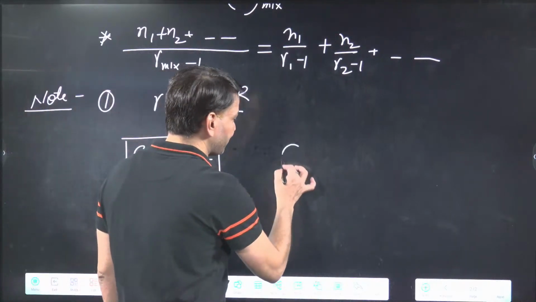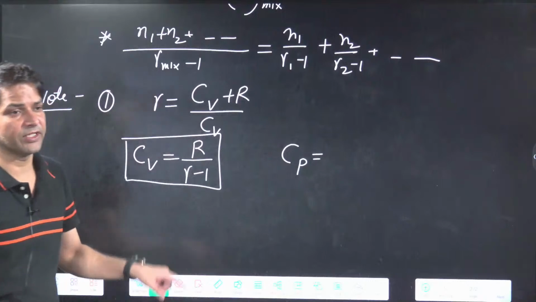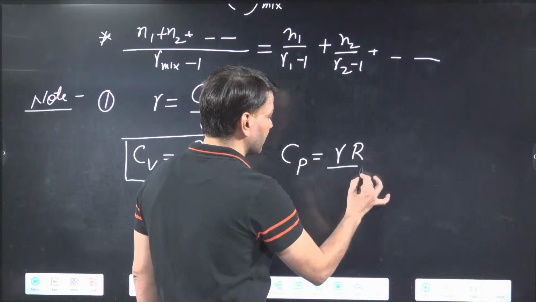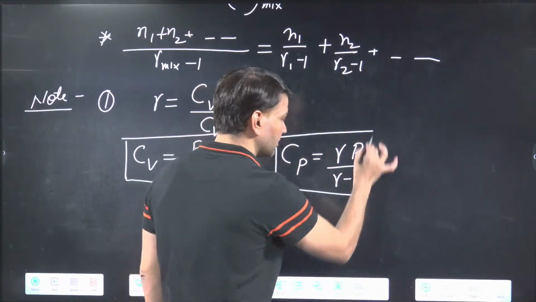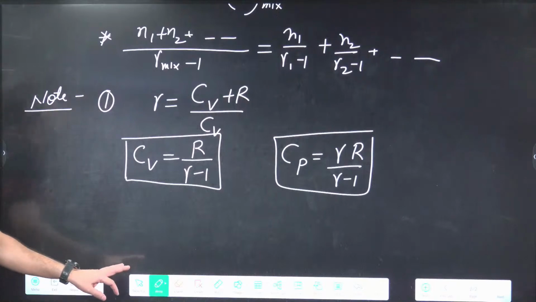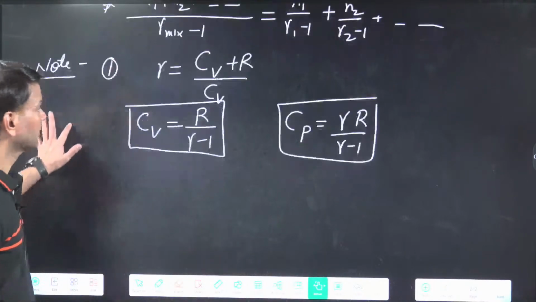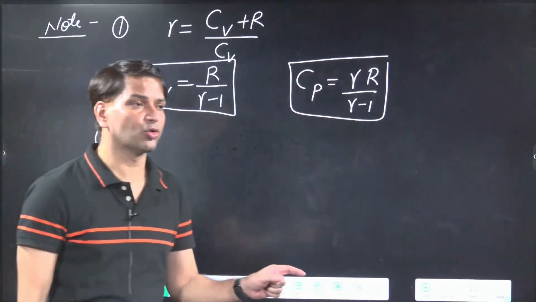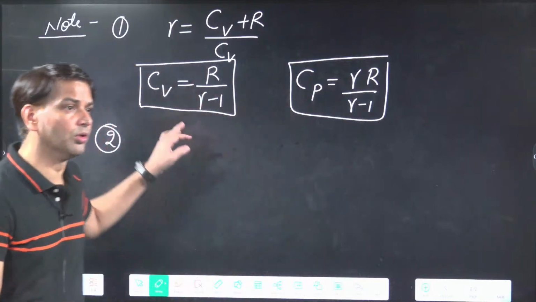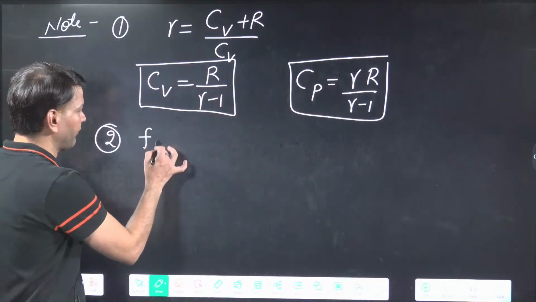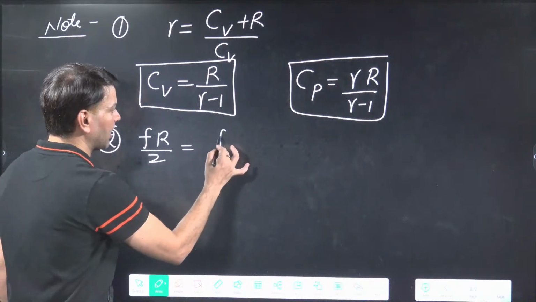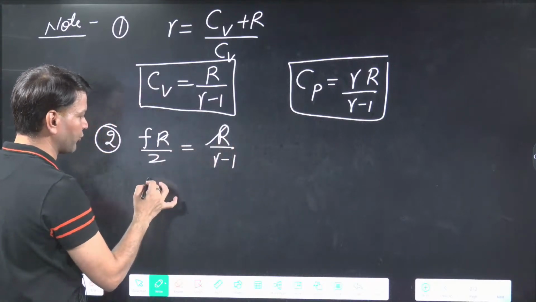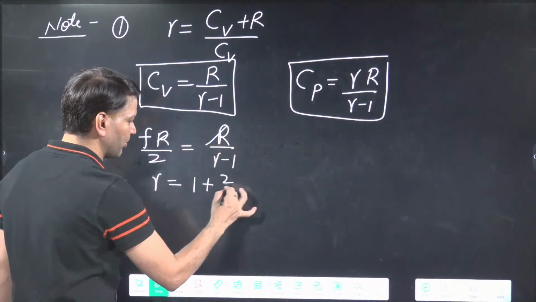Then what will you get for Cp? Cp by Cv is equal to gamma, so Cp is gamma into Cv, so gamma into R by gamma minus 1. This is the Cp. And Cv is equal to what? Fr by 2. Already we have learned Cv is Fr by 2. If you put Fr by 2 equal to R by gamma minus 1, R and R cancel out. From this, gamma you will get is 1 plus 2 by F.